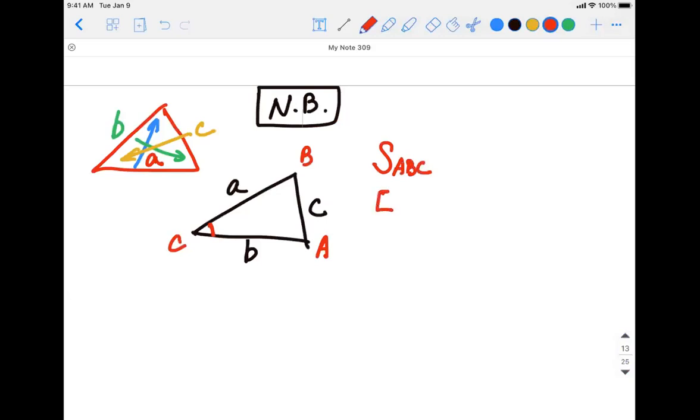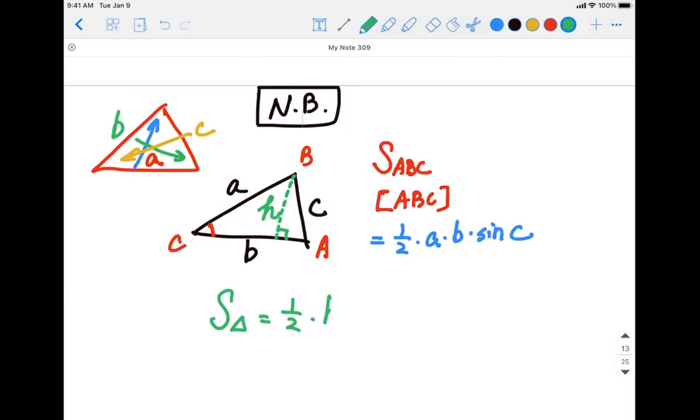You can actually find a very easy way to say that. The area of triangle ABC can be written as 1 over 2 A times B sine C. Why? It's very easy. Let's draw a perpendicular line here. The triangle's area is 1 over 2 H times B, the base times the height. But what is H? H just equals A times sine C.